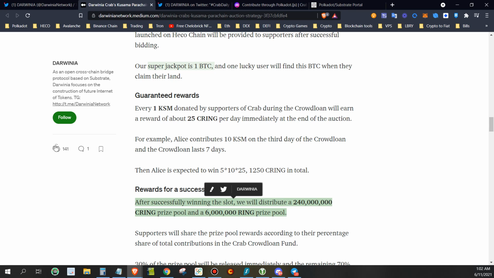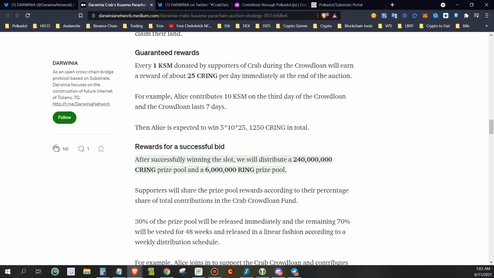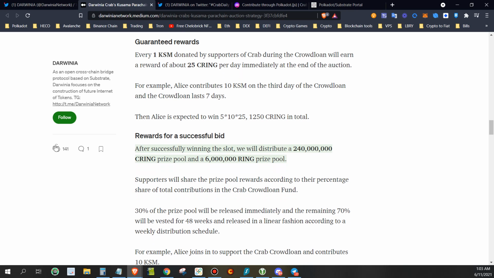After a successful winning slot, we'll contribute 240 million CRING to the prize pool. The supporters will share the prize pool rewards according to their percentage share of total contributions in the Crab Crowdloan fund. 30% of the prize pool will be released immediately. 70% will be vested for 48 weeks and released in a linear fashion according to a weekly distribution schedule.